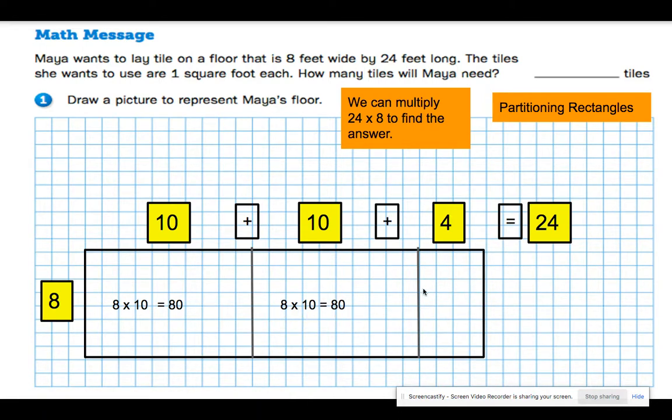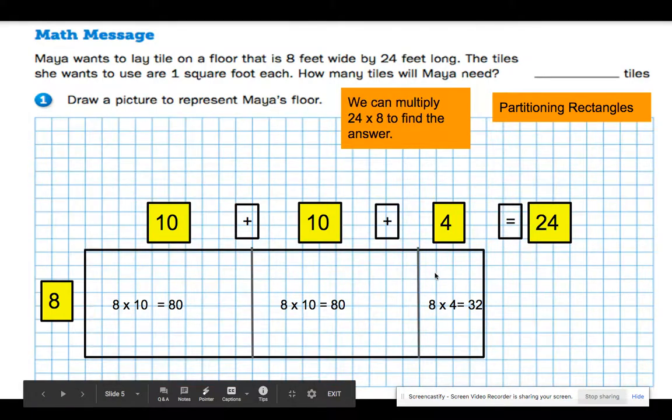Now we just have this small section left. Well, this one's an 8 by 4, right? And we know that 8 times 4 is 32. So this section here has 80 tiles, this section here has 80 tiles, and this last smaller section here has 32.